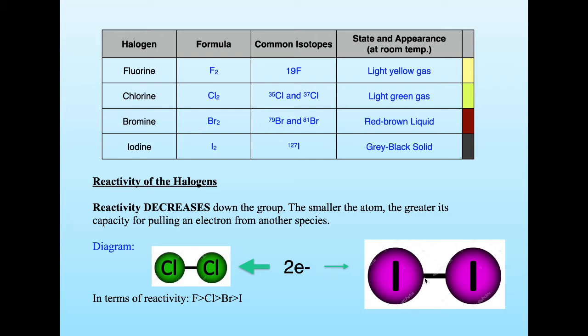Okay? So reactivity decreases down the group. Fluorine is highly reactive and iodine is relatively unreactive. Fluorine is greater than chlorine, greater than bromine, greater than iodine.